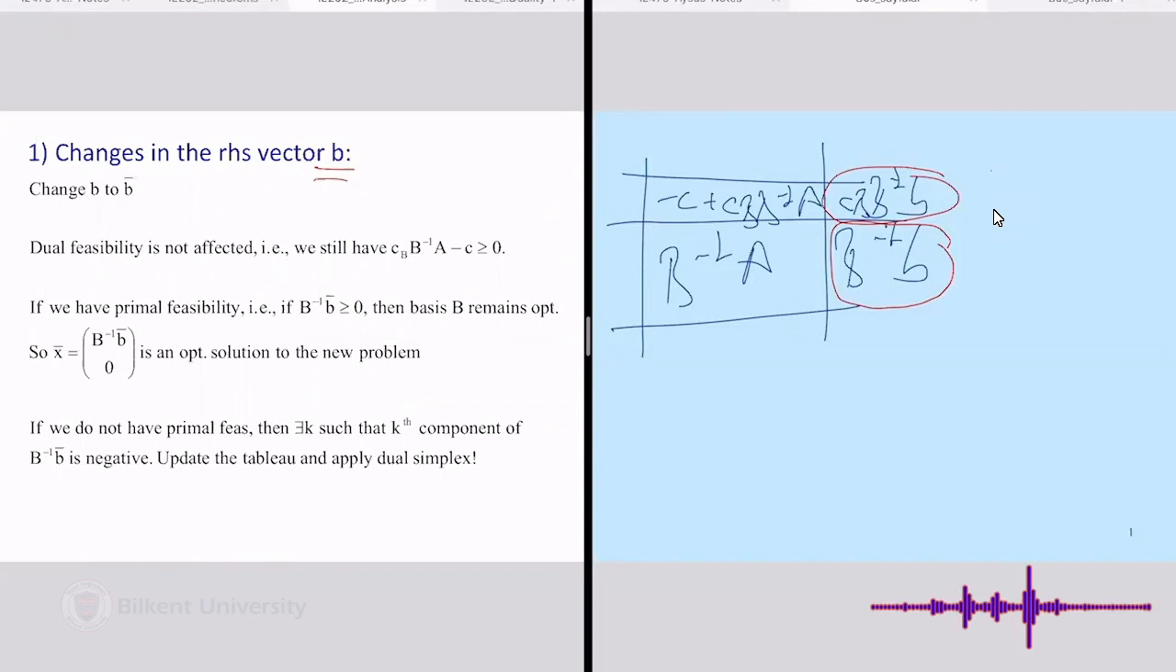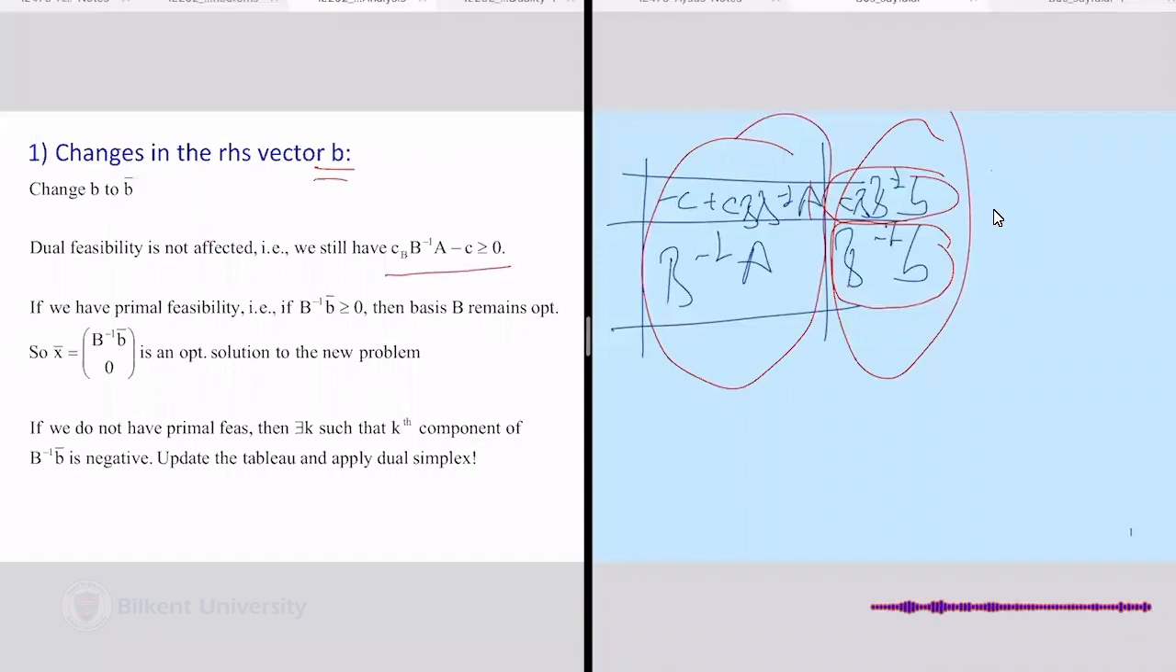Nothing is there. So what we're supposed to do, we will update the table based on the change. When we update the table, we're going to see that this part is not affected, but the right-hand side will change based on the change in the b, okay? Because we still have this condition satisfied, we only need to see if the current optimal solution is still feasible. If so, I will remain optimal because row 0 is already non-negative.